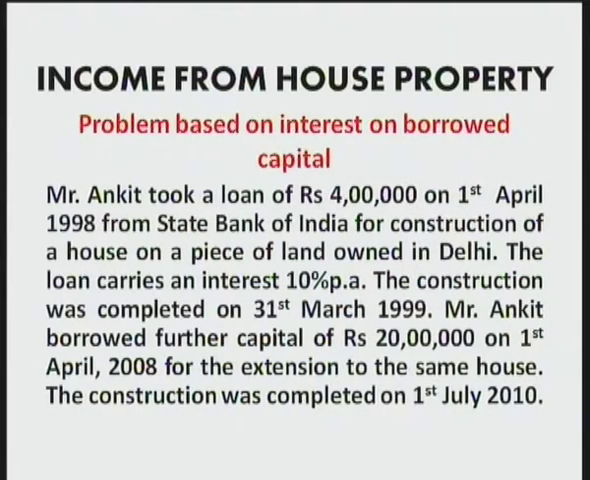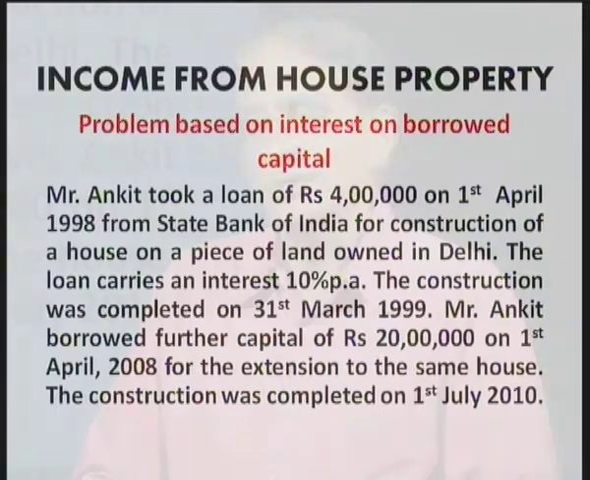Now, Mr. Ankit took a loan of Rs 4 lakh on 1st April 1998 from State Bank of India for construction of a house on a piece of land owned in Delhi. The loan carries an interest at 10% per annum. The construction was completed on 31st March 1999. Mr. Ankit borrowed further capital of Rs 20 lakh on 1st April 2008 for the extension to the same house. The construction again was completed on 1st July 2010.